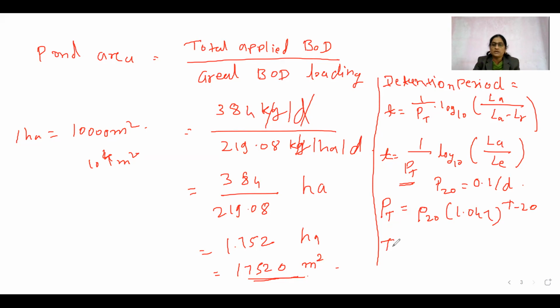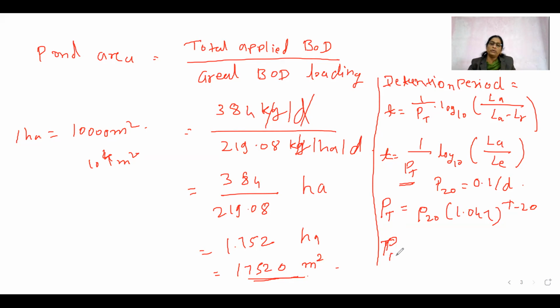So what are we calculating here? PT. At what degree Celsius temperature? Go back to your problem. There it is mentioned the temperature of the year, 30 degrees maximum and 10 degrees minimum. So we should go for the minimum, because as the temperature is less, the rate of degradation is less. So we should assume the lower temperature.